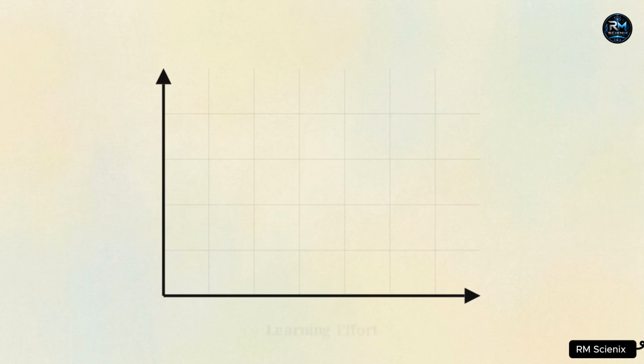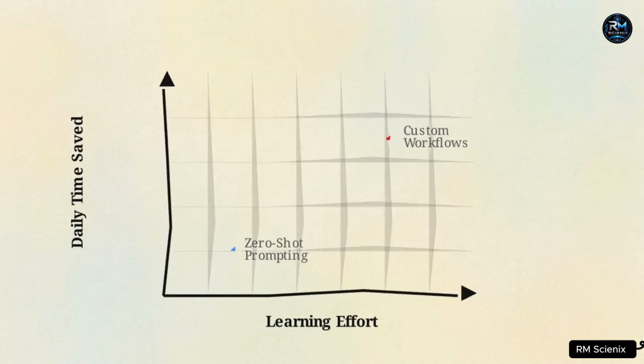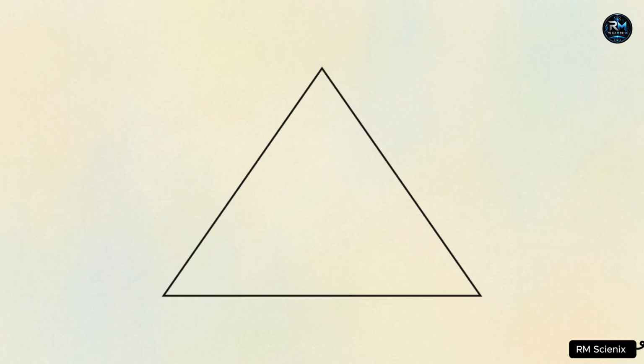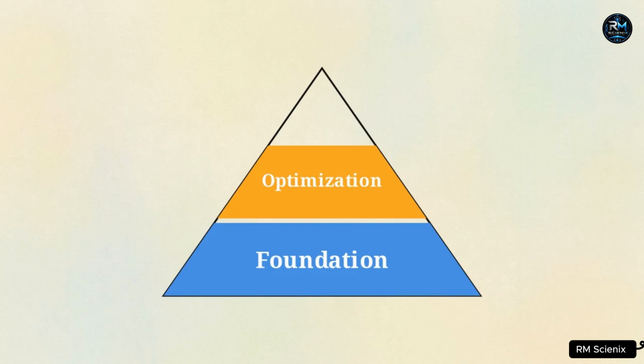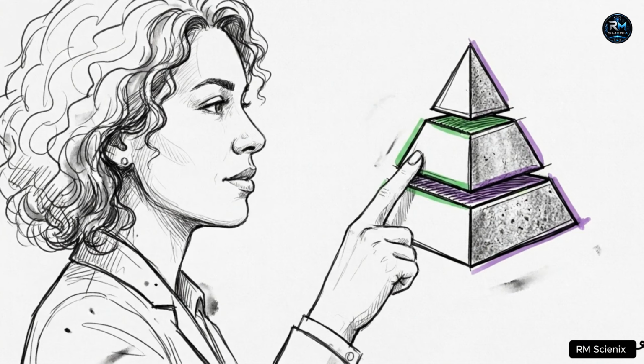On the x-axis, we have the learning effort required, and on the y-axis, the daily time saved. Down in the bottom left is basic zero-shot prompting. Up in the top right are custom workflows. We can simplify this matrix into a 3-tier pyramid based on your technical comfort and what your specific workflow actually requires: foundation, optimization, and automation. A real return on your time investment isn't found in a magic secret app. It comes from correctly identifying which tier of user you need to be for the task at hand.